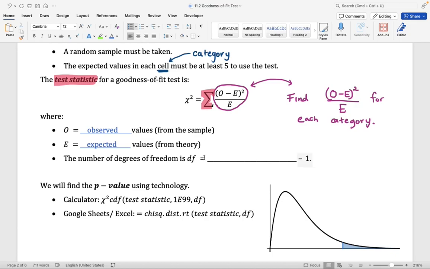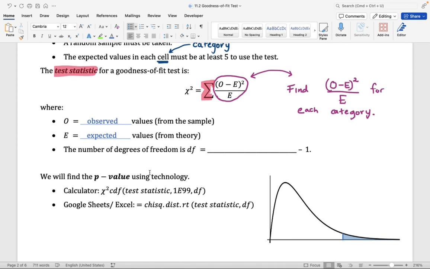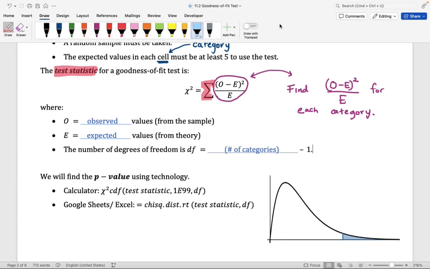Okay? Now, what is going to be the degrees of freedom? The degrees of freedom is going to be equal to the number of categories minus 1. So I'm just going to go ahead and write it here. We don't have a symbol for the number of categories, so I'm just going to write number of categories in parentheses. So again, DF is equal to the number of categories minus 1. Remember, we're working with qualitative variables. For a qualitative variable, we have categories. You're going to look at how many categories you have, and you're going to subtract 1. That is going to be the degrees of freedom. Okay? Once you have the test statistic, you're ready to find the p-value.